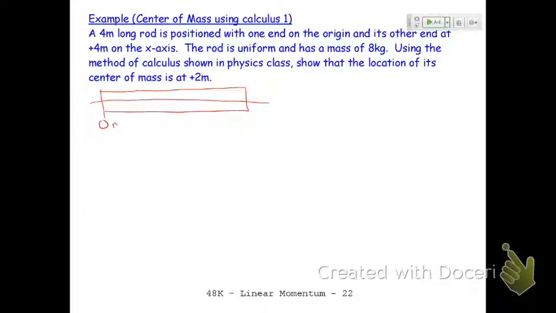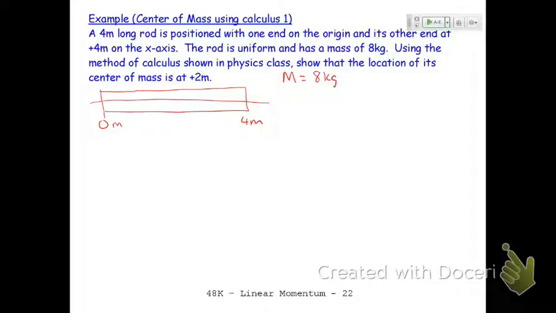So that's 0 meters, and that's 4 meters. And it says the rod is uniform. That means constant density, constant width, linear mass density is nice and steady, nice and constant. It's like a flagpole, a uniform rod. The mass equals 8 kilograms.